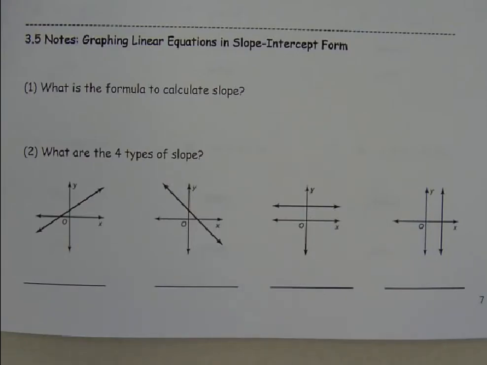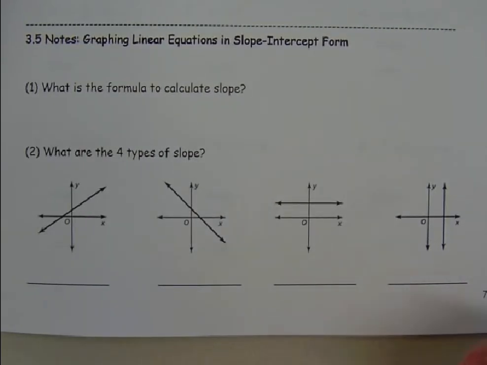Today we're going to talk about graphing linear equations in slope-intercept form. So we are jumping from 3.3 to 3.5, and this is a section that you probably learned a lot about in 8th grade. So the first thing we're going to talk about is the formula for slope.